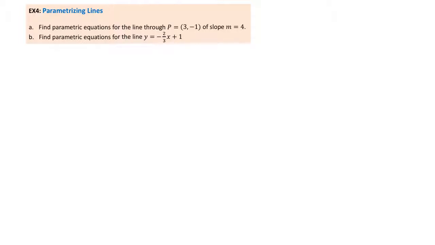But the easiest way to parametrize lines is just by thinking of an expression for x, plugging that expression into the equation, and then figuring out the y expression. So following the same process with b first, we have here y is equal to -2/3 x plus 1.